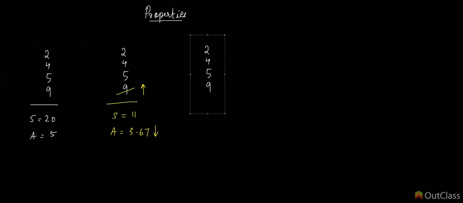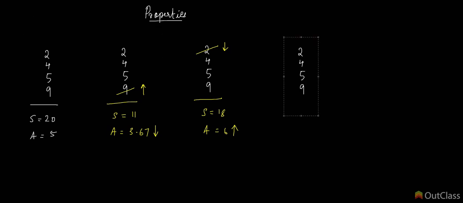Now if you remove a number smaller than the average, I now have 3 numbers with a sum of 18. That's an average of 6. Notice that when you remove a number smaller, the average rises. And when you remove a number that's equal to the average, you know what's going to happen? It's a sum of 15 with 3 numbers, so the average is 5. When you remove a number equal to the average, the average holds. There's no change.